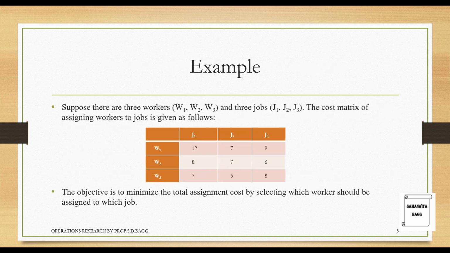So here is an example. Suppose there are three workers, W1, W2, W3, and three jobs, J1, J2, and J3. The cost matrix of assigning workers to jobs is given over here. The objective is to minimize the total assignment cost by selecting which worker should be assigned to which job. So suppose this is the problem given, how would you solve it? Now, I am not showing you the steps in this session because it is all about the theory here. I will show you the steps in the next session where we are solving the problem.